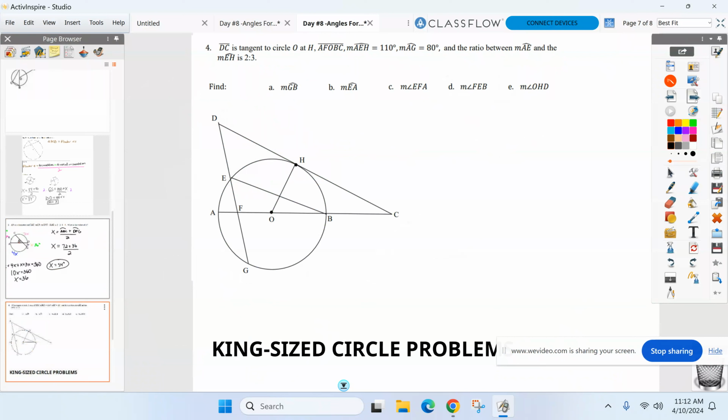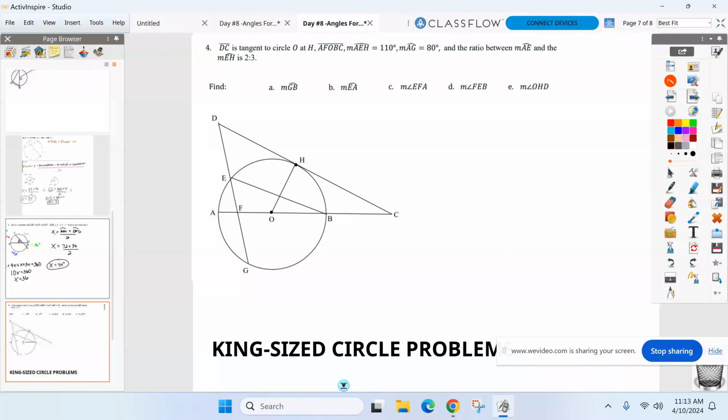All right, we ready for this? This is what I refer to as a king-size circle problem, and you're going to see more and more of these today and tomorrow. Kind of like the king-size candy bars. Those things are huge, right? Look at this thing, parts A through E. I call it a king-size circle problem.